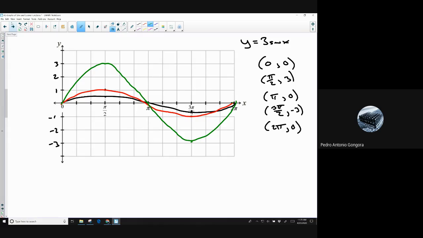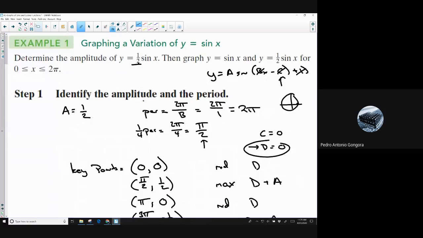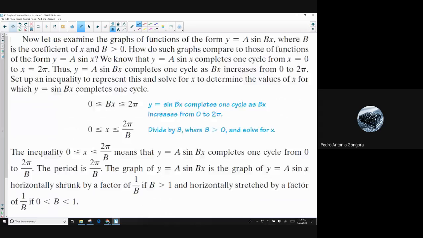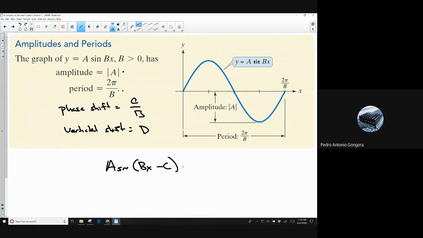All right. Let's throw in some of these other letters into this. In fact, let's throw in a B and a C. And so again, here are the formulas that you need to know. The other one is phase shift, which is equal to C over B, and vertical shift is equal to D. So all these different letters inside the function, remember where they are: A sine (BX minus C) plus D. Remember where these are in the function, so that you know which number I'm talking about.